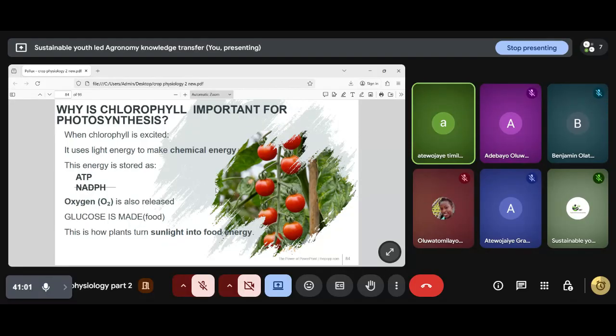So what is the importance of this? It converts light energy so the plant makes its own food by itself. You understand? I know some people will say, but we give them nutrients. Yes, but they still need that food from the light. They get that food through sunlight. This energy is stored as ATP, NADPH, oxygen, and glucose is also made. This is how plants turn sunlight into food energy. So let's move on.